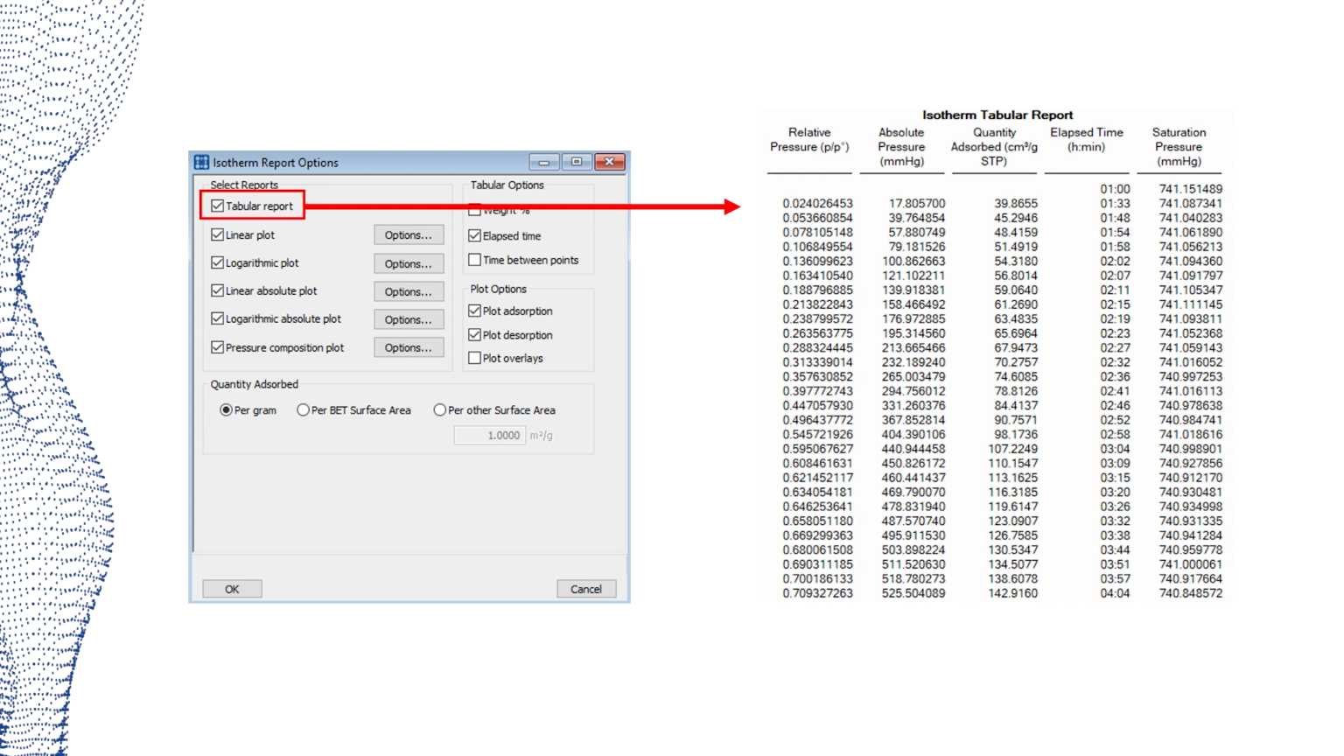Additionally, the tabular report can be useful for looking at how the saturation pressure changes versus time. Normally, this should be very stable. However, if you're in an area that's very prone to large storms, you may find that if one of those rolls in, the saturation pressure may drop considerably during your experiment.